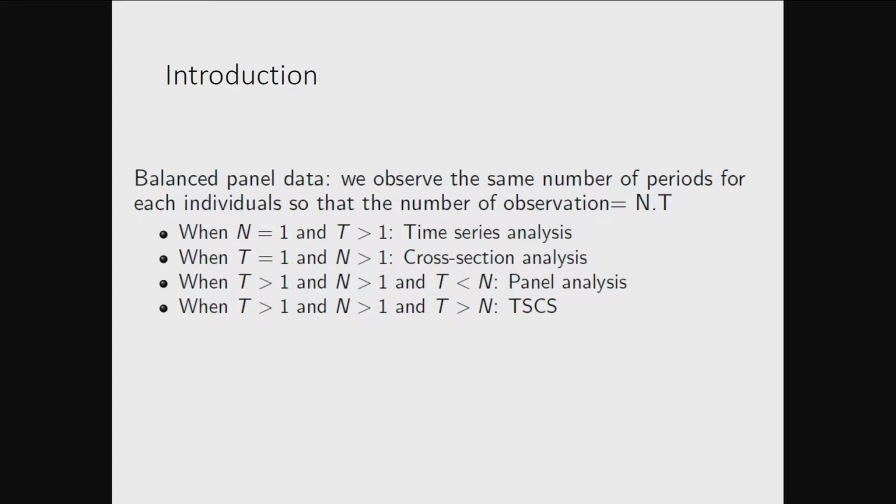Then for cross-section analysis, we just have 1 year but more than one individual, and as a rule of thumb, the number of individuals is greater than 30. Then if we have a number of years greater than 1 and a number of individuals greater than 1, we're going to have a panel data analysis.